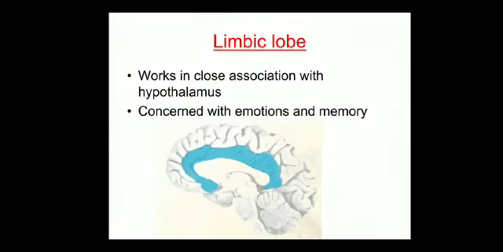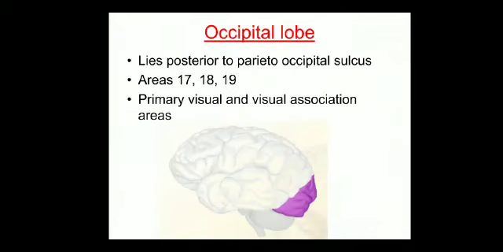So these are all the different areas which are present mainly in the frontal lobe. And then you should know about the occipital lobe. This lies posterior to the parieto-occipital sulcus, areas 17, 18, 19, and it's mainly responsible for the primary visual and visual association areas. So this is about the important lobes of the cerebrum. And then the remaining lobes, that is the temporal and the limbic lobe, I will be taking in the next class.